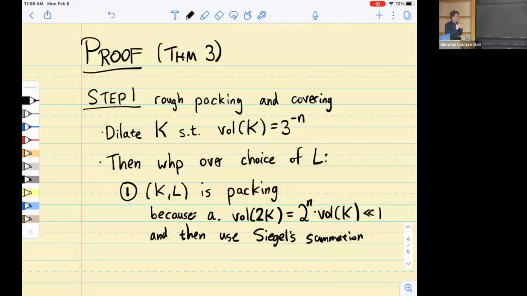So we can very easily compute the expected number of lattice points inside any set, in particular in a convex set like 2K. In particular, if you have a body like 2K with such small volume, a random lattice is going to miss it. Of course, there's an issue with the origin. The origin is always there, but I'm ignoring the origin. So this is Siegel's summation formula.